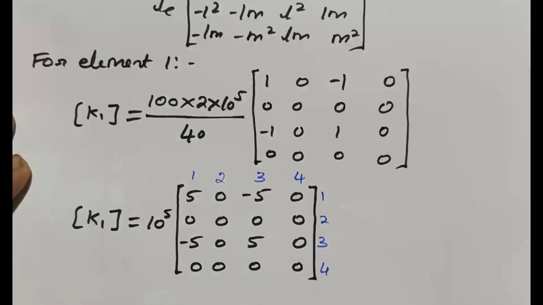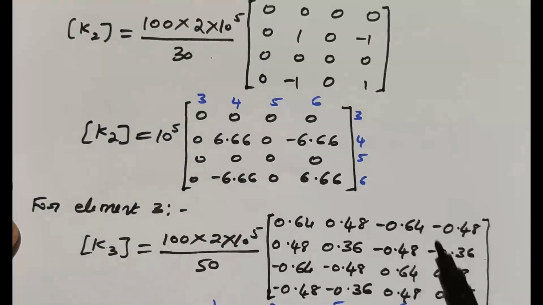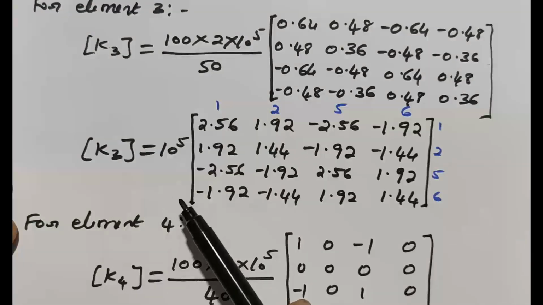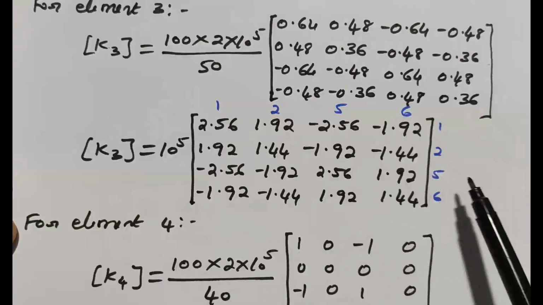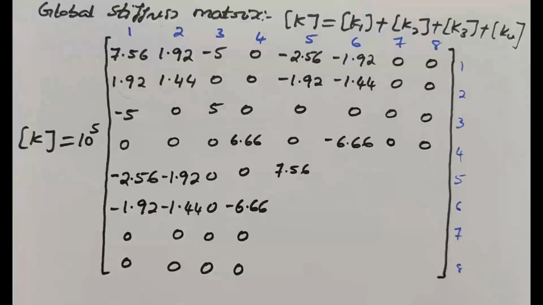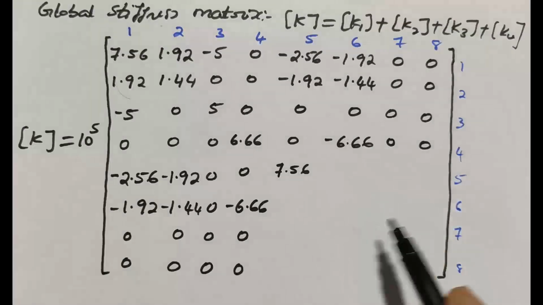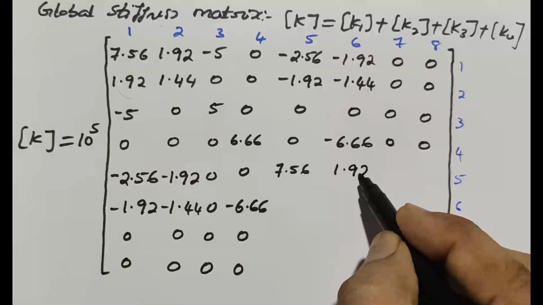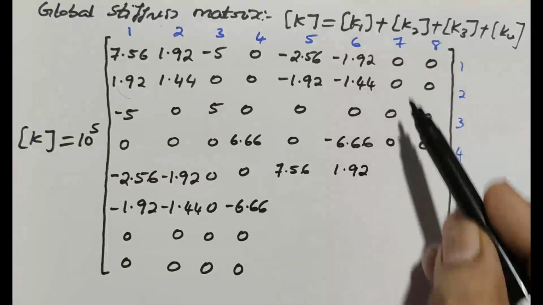Next, we need the element corresponding to 6 and 5. In K1, we don't have any element corresponding to 6 and 5. In K2, we have the element corresponding to 6 and 5. It is 0. In K3, the element corresponding to 6 and 5 is 1.92. In K4, it is 0. Therefore, the element corresponding to 6 and 5 will be 1.92.